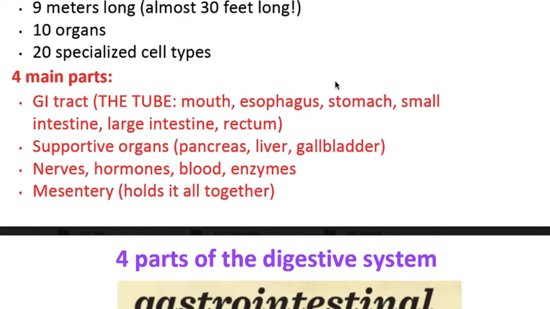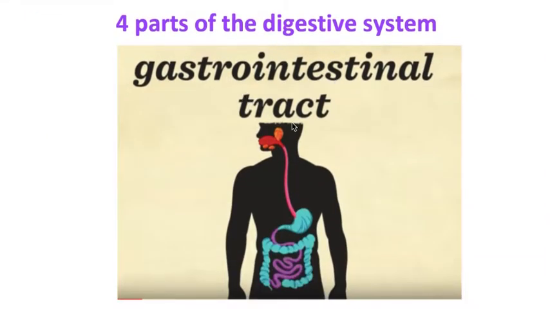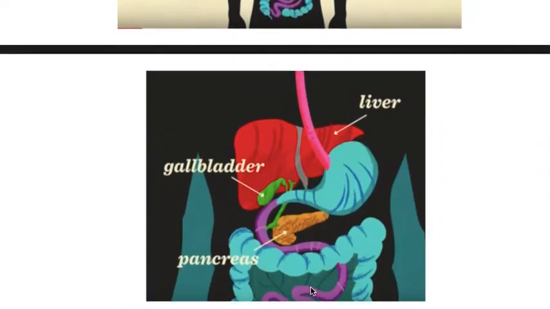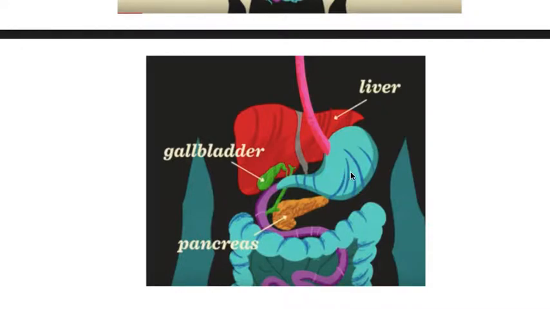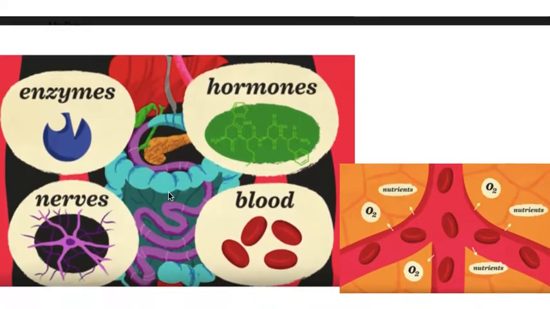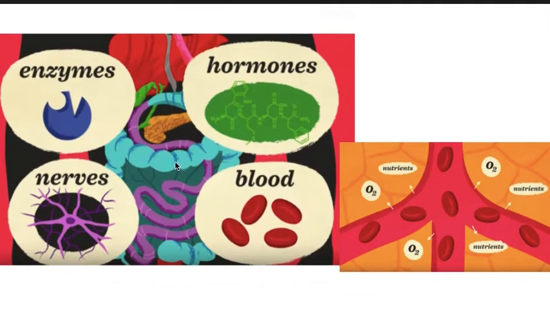You've also got supportive organs, which are your pancreas, liver, and gallbladder. Your others, I would call them accessory supports, but your nerves, hormones, blood, and enzymes. And then finally, your mesentery, which holds it all together. So these next four pictures kind of help visualize that for you. Here's your number one, your actual GI tract. Next are your solid or accessory organs, your liver, gallbladder, pancreas. Number three would be, I kind of called them accessory helpers, enzymes, hormones, blood, and nerves.